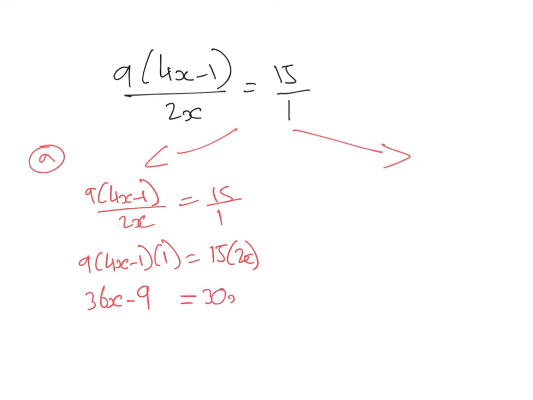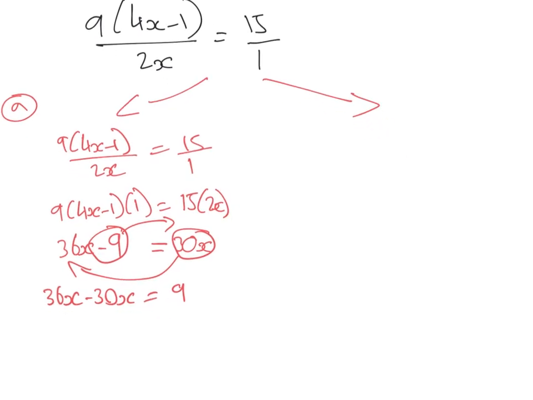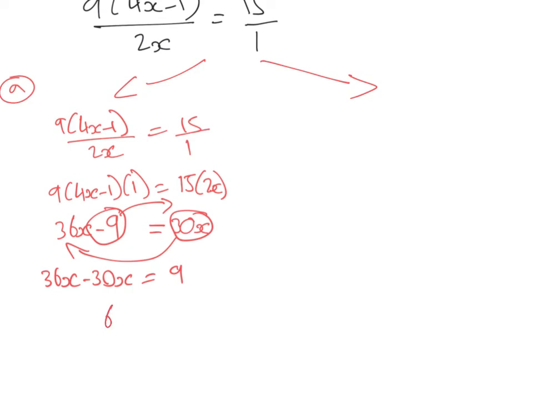equals 30x. Okay, which is the smallest x term? Well, 36x and 30x is that one. So we're going to move this across here, and we're going to move the number term or the constant over there. As you move them, the signs change across the equal sign. So 36x take 30x equals, that becomes a positive 9 now. So we end up with 6x equals 9. So x equals 3 over 2. 9 over 6, 3 over 2, 1.5. Okay.